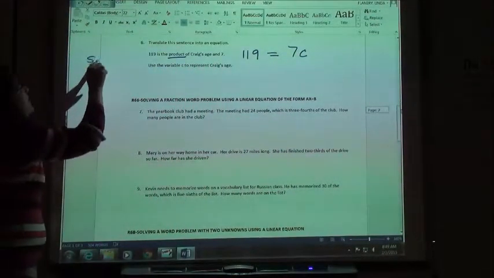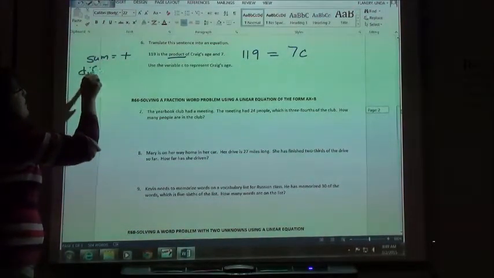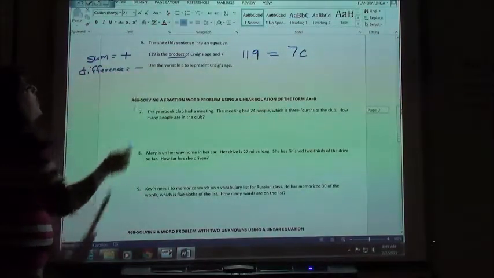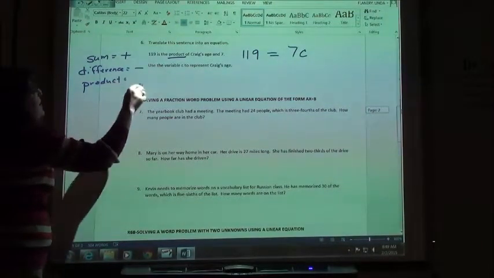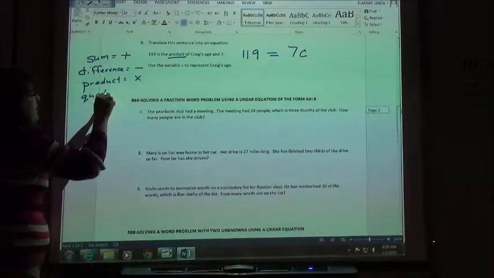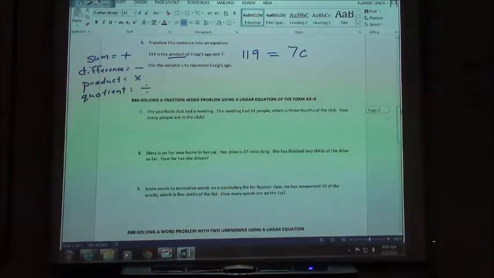So, sum is adding, difference is subtracting, product is multiplying, and quotient is dividing. Those are your main words for those things. Not that we can't use other things other than those words, but those are the usual ones.